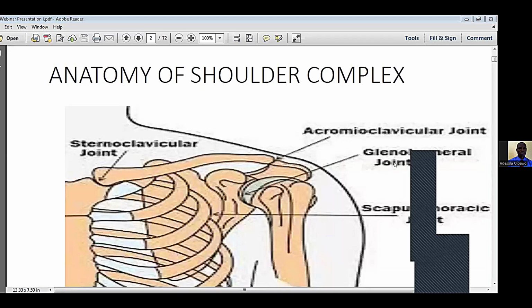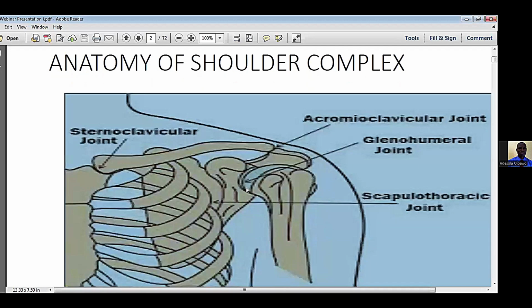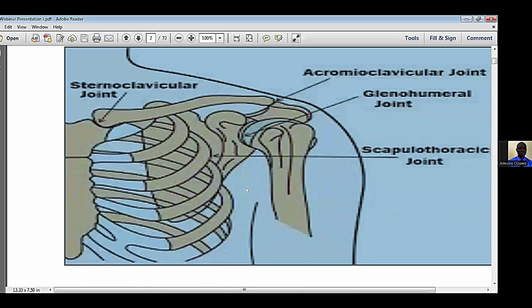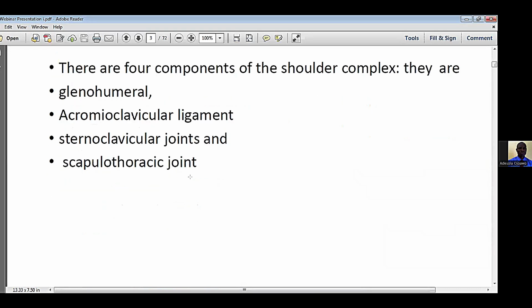Sternoclavicular joint, acromioclavicular joint, glenohumeral joint, and scapulothoracic joint. So we are going to be discussing all this as we are moving on gradually. These are the 4 joints we are going to be discussing today. Talk about the anatomy, talk about the nervous involvement, talk about some of the pathophysiology of each of the joints. Right. So we start from glenohumeral joint.